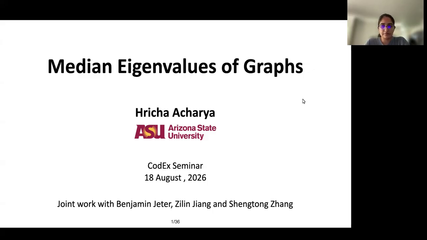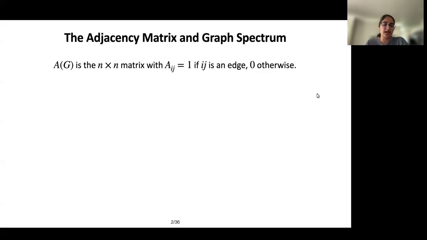I'm sure a lot of you are familiar with what adjacency matrices and eigenvalues of graphs are, but this is just a short introduction to get everybody on the same page. An adjacency matrix for a given graph is defined as an n cross n matrix, where every time you have an edge between the vertices i and j, the ijth entry is 1, and we put an entry 0 otherwise.